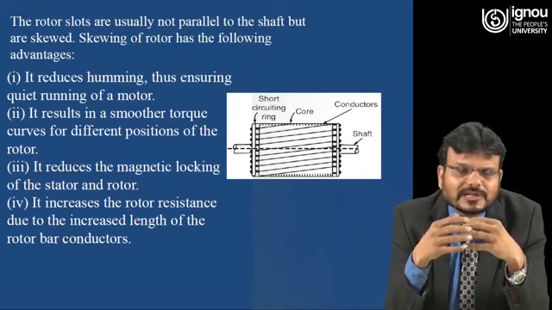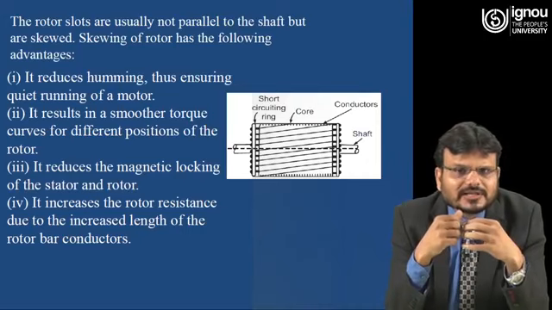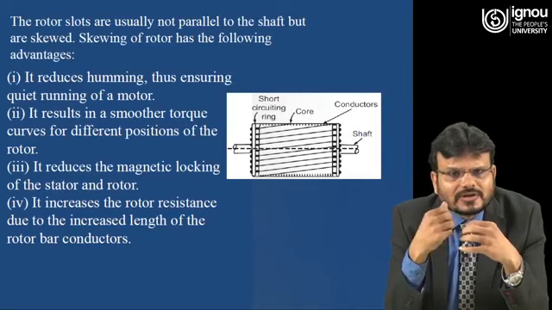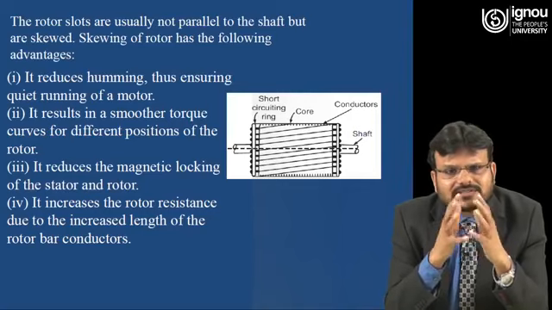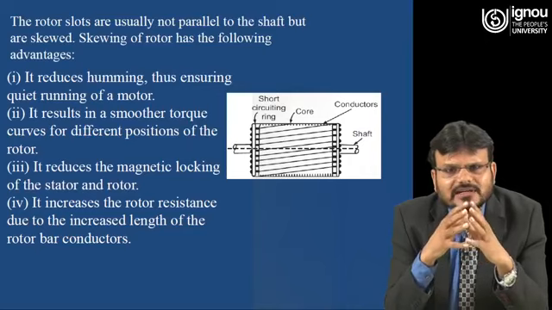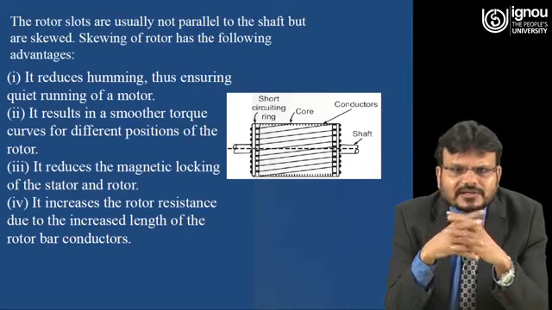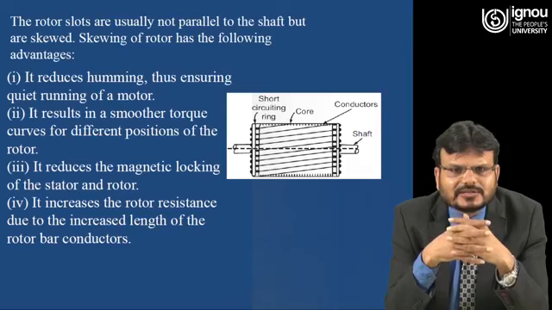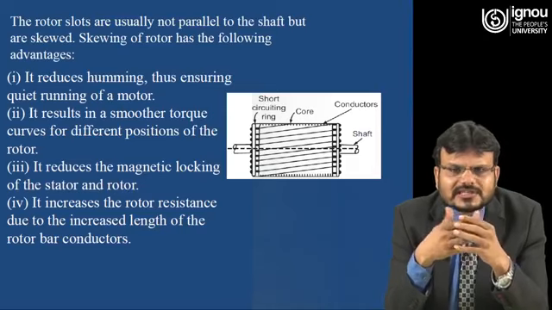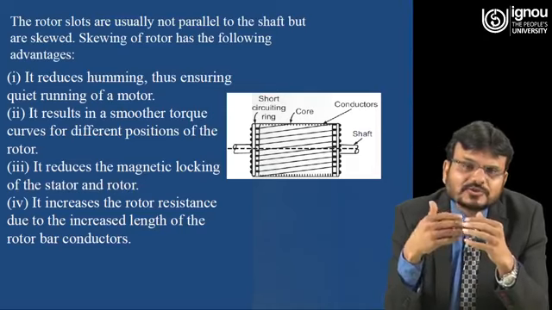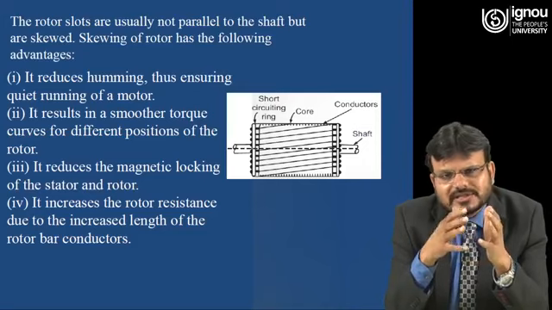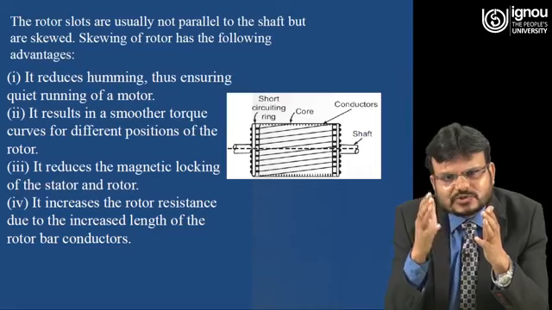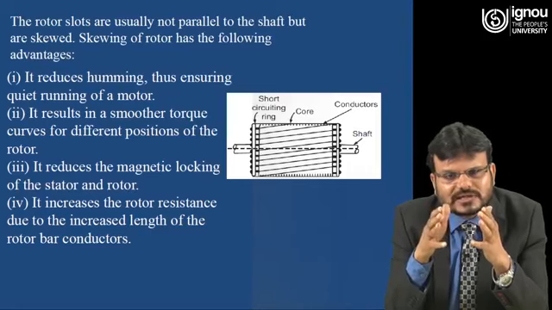So that means we have to keep in mind that we have to reduce the magnetic locking of the stator and rotor. The next advantage is it increases the rotor resistance due to the increased length of the rotor bar conductor. If you are able to increase the rotor resistance, that means you can also increase the starting torque of the motor, because this torque is directly proportional to Ks E2 square R2 upon R2 square plus sX2 square.